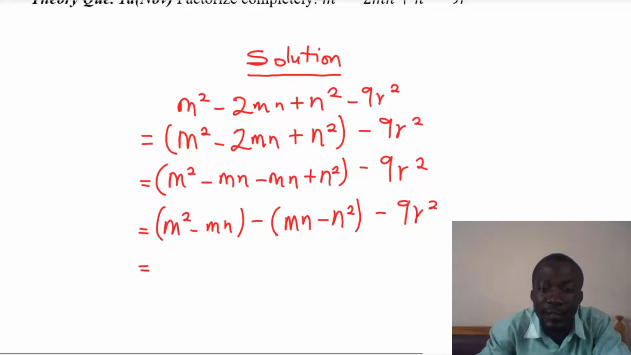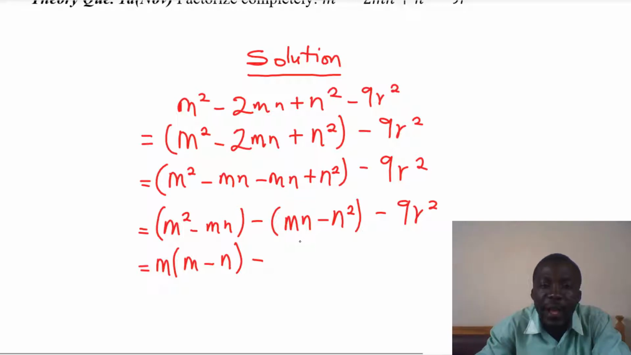We have to cross check and see whether we are doing the right thing. This negative, when multiplied by mn, gives us negative mn, and negative multiplied by negative n squared, we are going to get positive n squared. So we are on track. Then between m squared minus mn, the common factor will be m. Then we'll be left with m minus n. That will be our factorization over there.